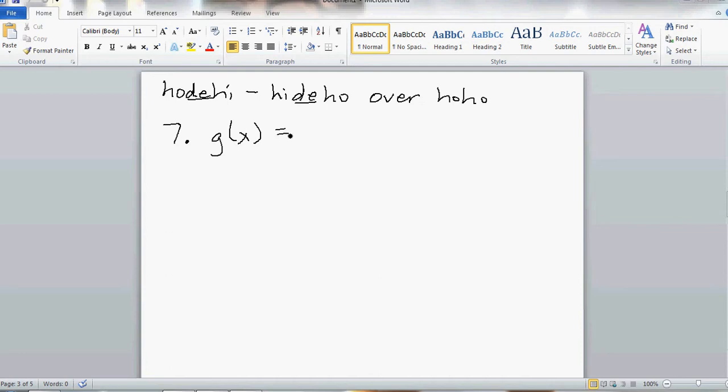G of x is equal to x squared plus 5 over x squared plus 6x. So once again, this is high, this is ho, and the d means the derivative of. Okay, so just keep those in mind.